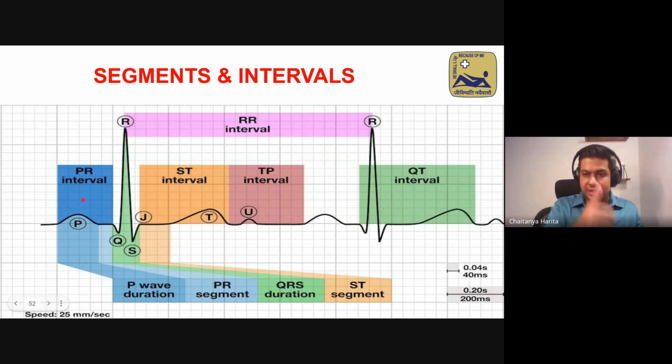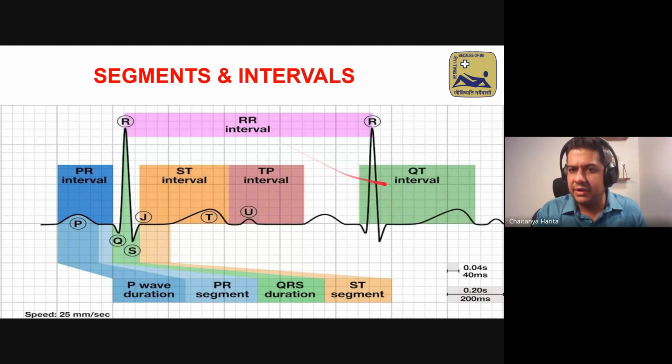This indicates SA node function. It indicates the pathways which connect the SA node to the AV node and indicates AV node transmission to the bundle of His. All are included in the PR interval. Now look at the ST interval, not ST segment. I'm talking about the ST interval. It's from the end of the S wave to the end of the T wave. This is the time taken for the ventricular relaxation to complete, for all impulses to settle down. Not a very important interval for us.